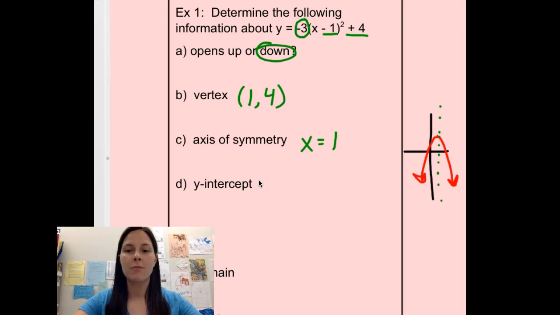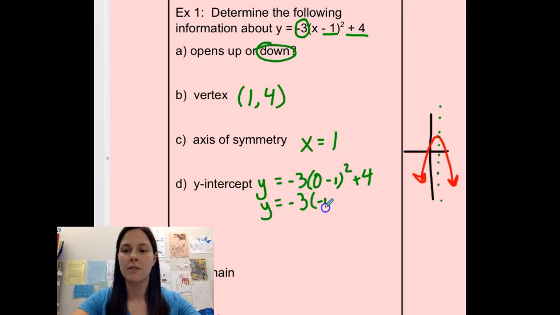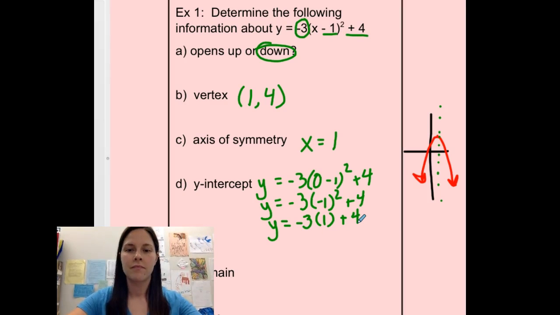To find the y-intercept for any function, we substitute 0 for x and solve for y. Order of operations will work inside those grouping symbols first, 0 minus 1. Second step in order of operations, we will square that negative 1. Remember, when you multiply something by itself, it becomes positive. Negative 3 times 1 is negative 3, plus 4 is 1. So the y-intercept, we started by substituting 0 for x, and we solved to get 1 for y.